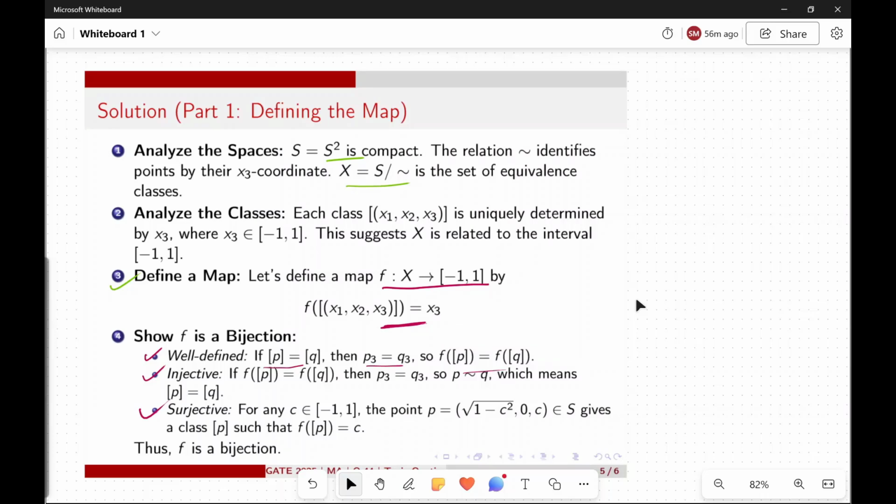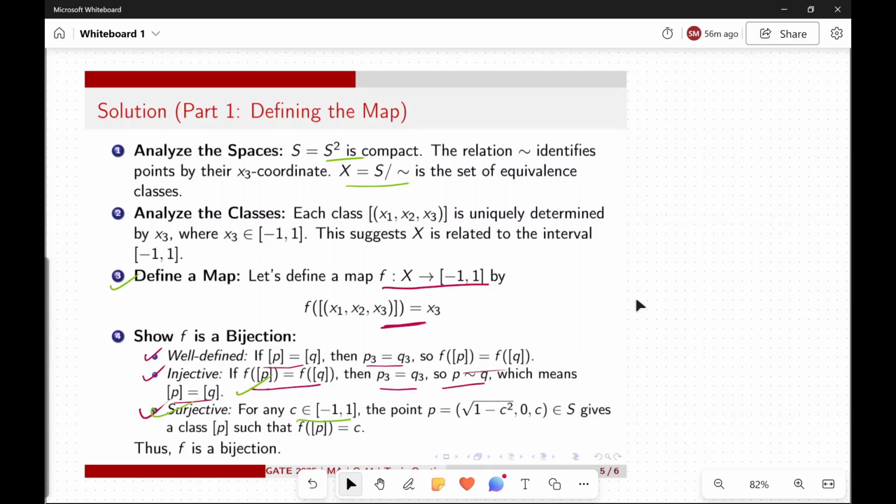And if f(p) is equal to f(q), that implies p3 is equal to q3, which tells p is equal to q. So that tells the third bracket p is equal to the third bracket q. So it is surjective also. Sorry, injective.